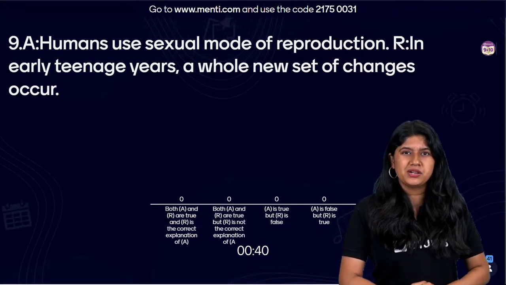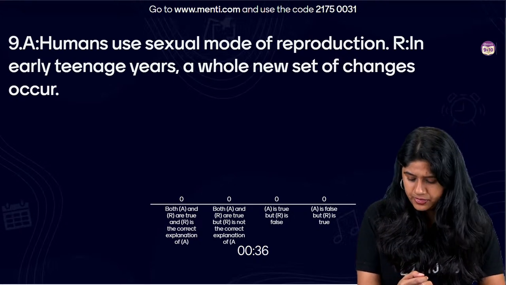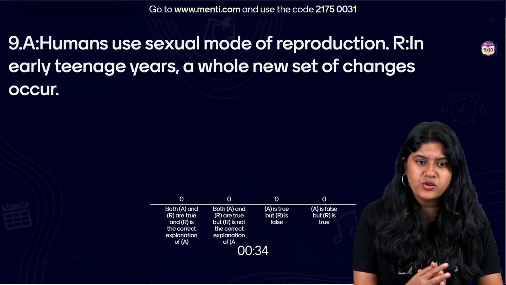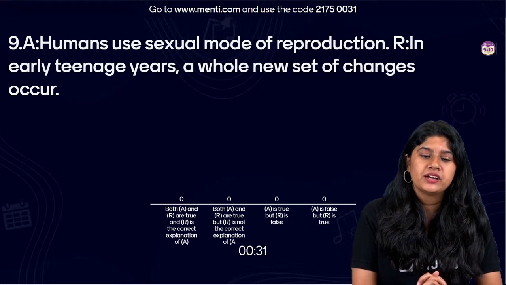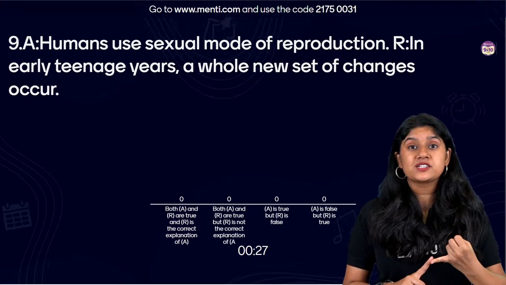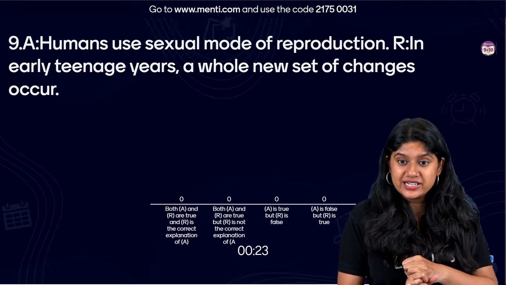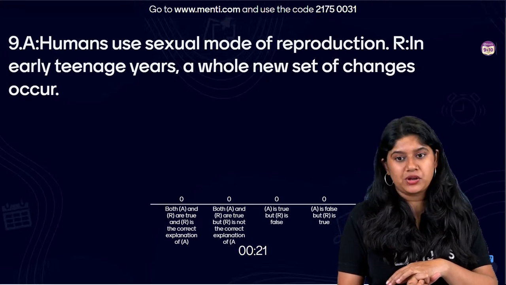So the question of chapter 9, can you just tell it? I think you're talking about heredity. So we have three chapters in the ANTHE examination. We have life processes, we have control and coordination, and then we have how do organisms reproduce. Heredity is the 9th chapter, right? But we don't have a question from heredity.